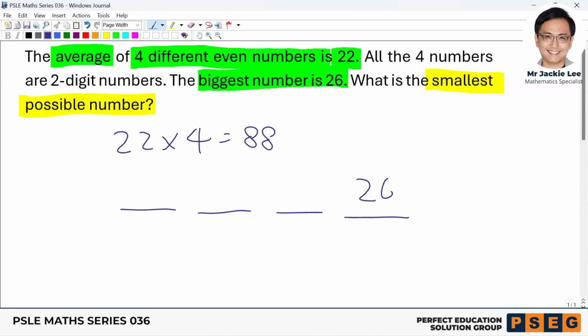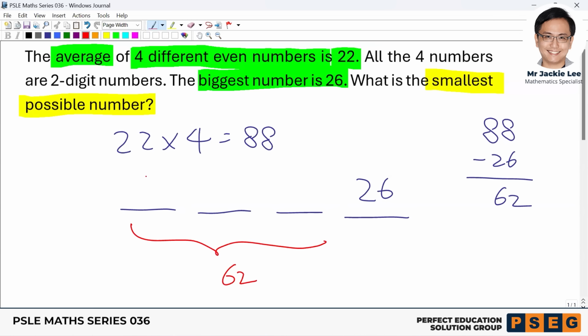The largest one is 26. So if 88 minus 26, then the difference we have is 62. So it means that the sum of the first 3 numbers will be 62. Now, because we want this number to be the smallest one, we should try to keep these 2 numbers the largest. 26 is taken, and all the 4 numbers must be different even numbers. So these 2 numbers have got to be 24 followed by 22.